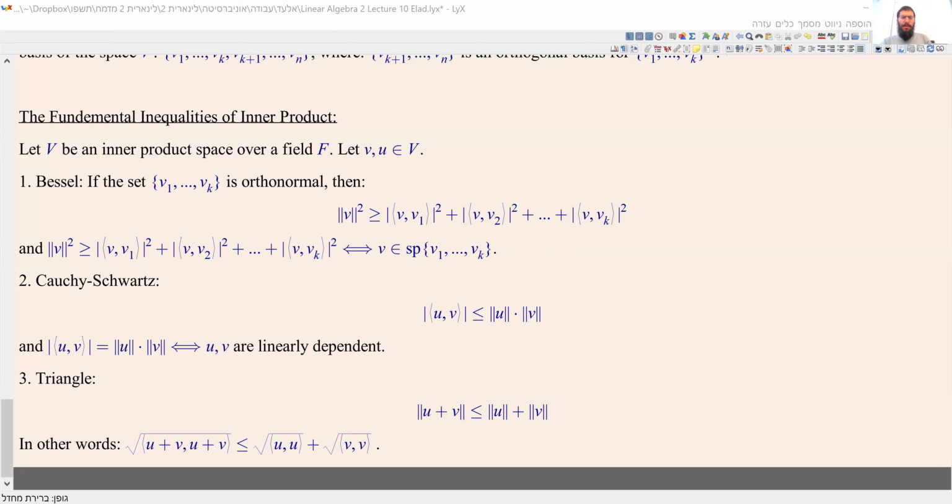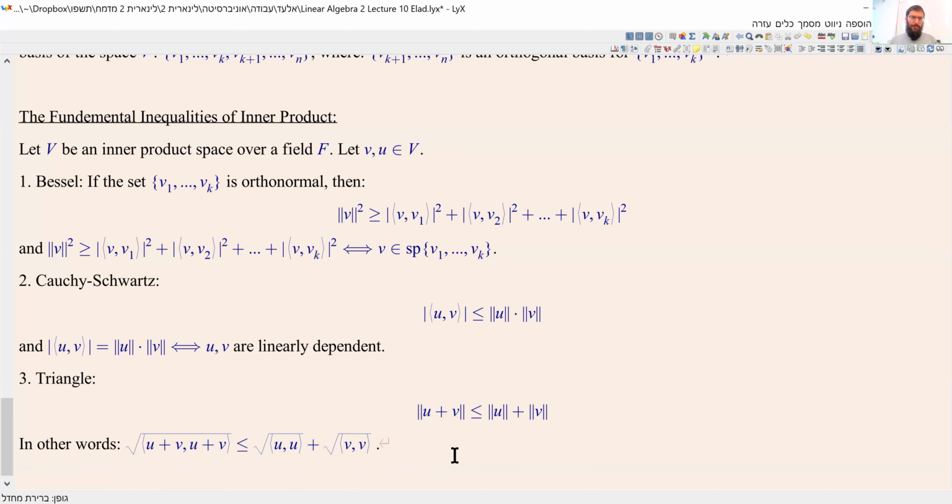Any questions about the theorems themselves? No, it's very not intuitive. I mean, when we talk about R2 or R3, we can probably give some geometric interpretation for that, but generally speaking, it is difficult.